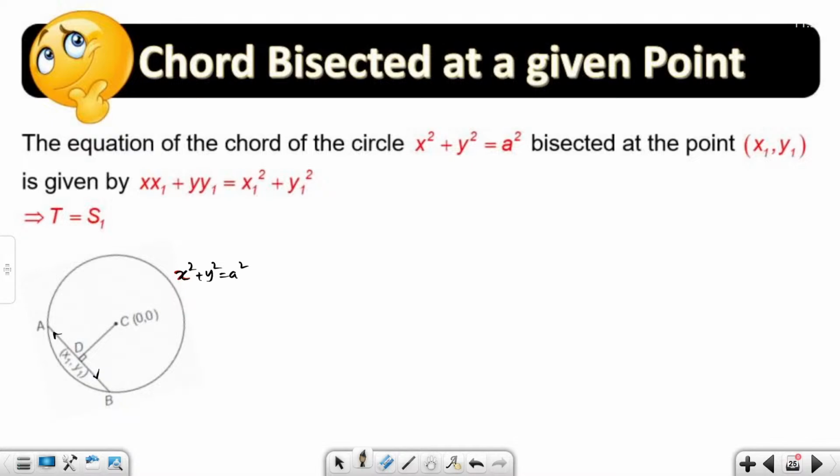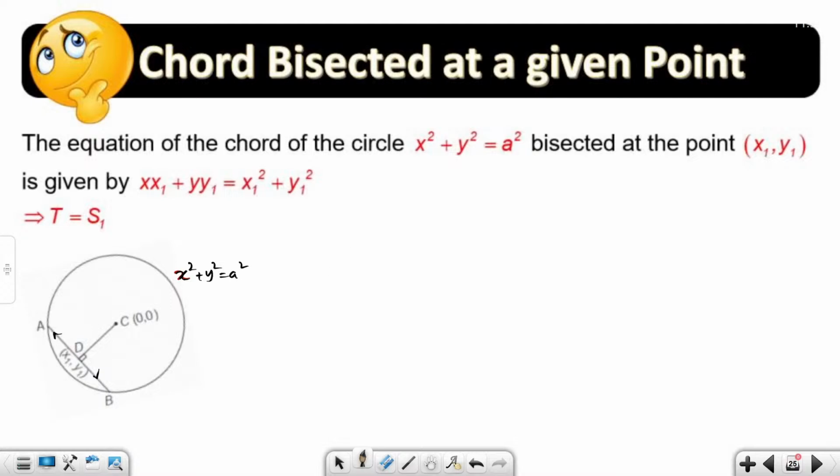In this case, the circle we have chosen is x square plus y square equals a square. Now, again I am telling you, whatever formula I am going to get from here, don't see that one first. Whatever formula we get from here is true for all circles, whether it's a standard form or a general form. This formula is valid for any type of circle. So what will be the equation of the chord which is bisected at the point x1, y1?